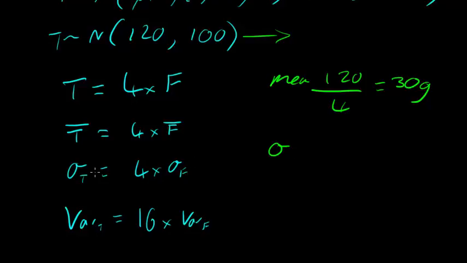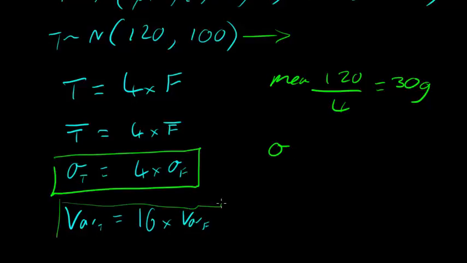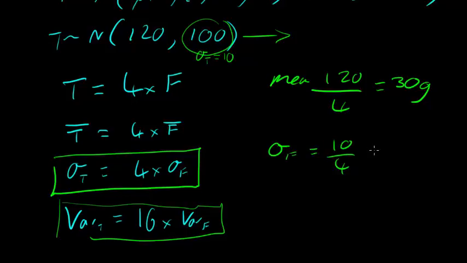either this relationship, or I could use this relationship. Now I'm going to use the first one primarily because my variance is 100, so if I square root that, that gives me here the standard deviation of t being 10. So the standard deviation of fishes is going to be 10 over 4, which is 2.5 grams.